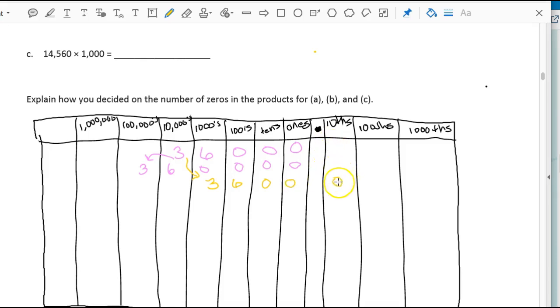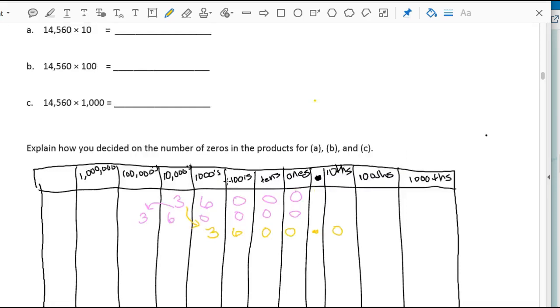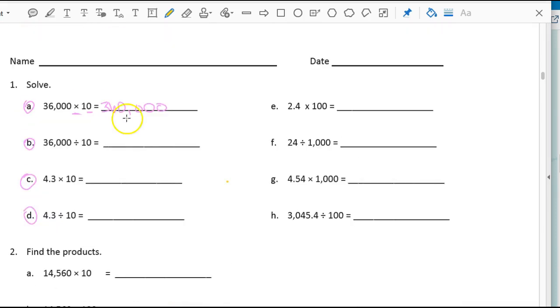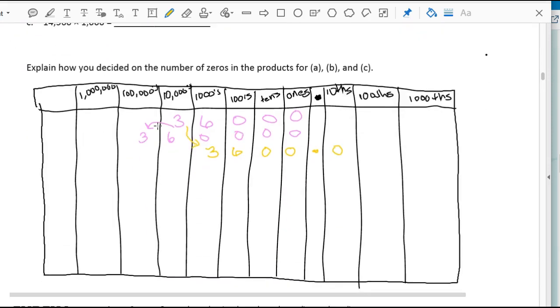Do we really need it? Does it make a difference in the number? Not really, because there are decimals here. We don't have any digits of value over here. So 36,000 becomes 3,600. So we can write that for our answer. 3,600.